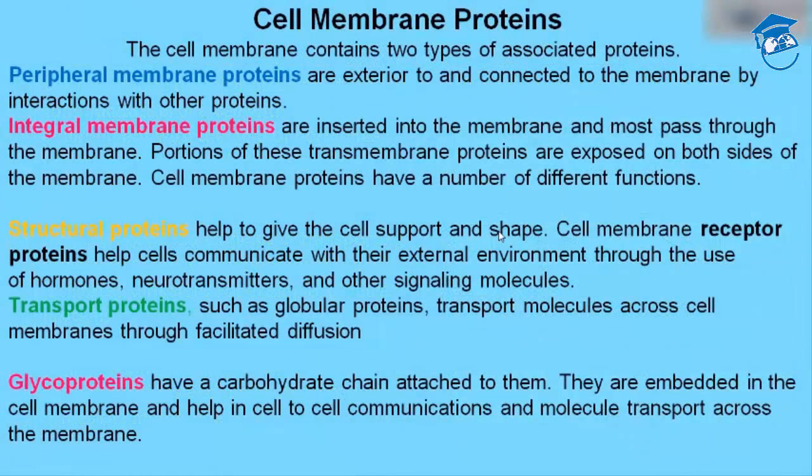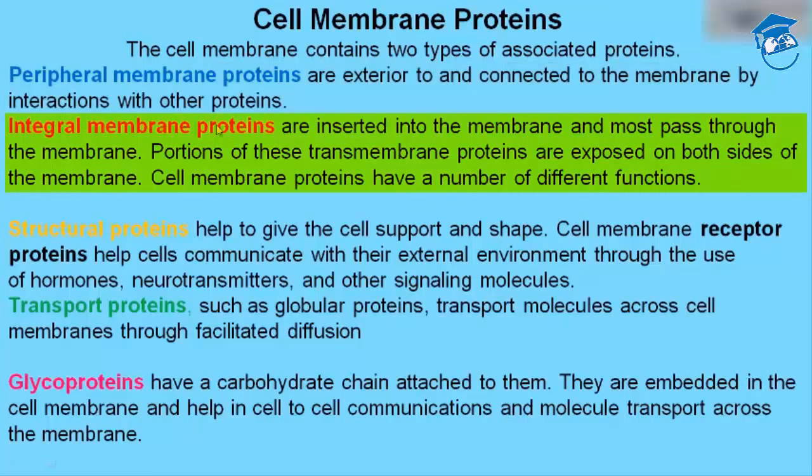Let's study the significance of different proteins present in the cell membrane. The cell membrane contains two types of associated proteins, students. First is peripheral membrane protein. They are exterior and are connected to the membrane by interaction with other proteins. That means they lie on the outer surface of the plasma membrane.